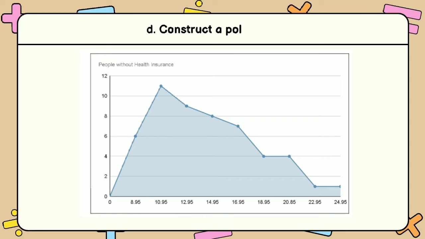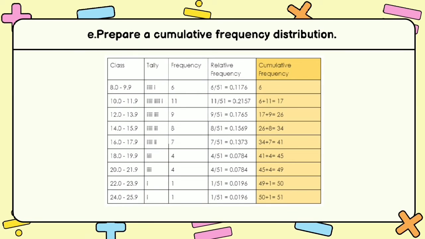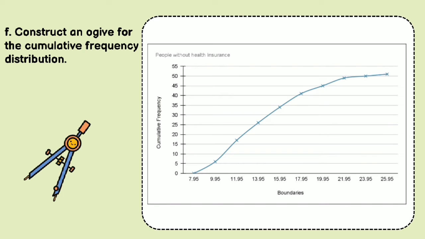Question D. Construct a polygon. The y-axis for this polygon is frequency and the x-axis is midpoint. Question E. Prepare a cumulative frequency distribution. Question F. Construct an ogive for the cumulative frequency distribution. The y-axis is cumulative frequency while the x-axis is the boundaries.